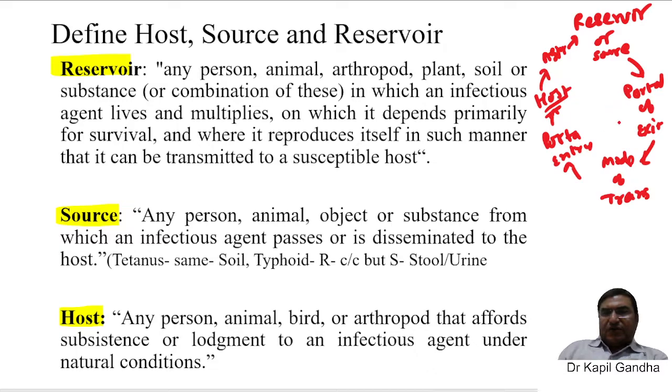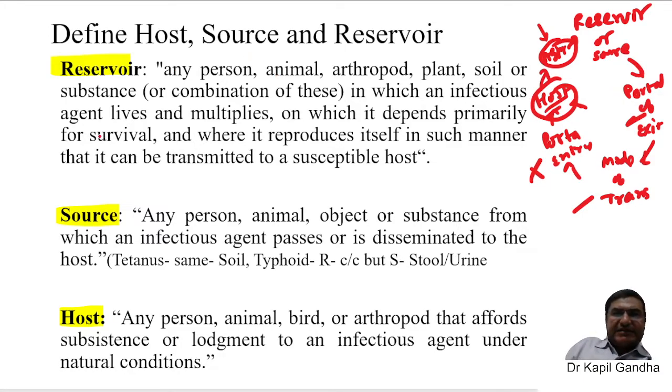and on and on. So our aim should be to break this cycle at the exit level, at the mode of transmission level, at the entry side with immunization, at the host side, or with anti-malarial or antibacterial agents on the agent side. So this is the basic fundamental of how a disease is transmitted from one person to another and how we can prevent or control infectious disease. Let us see the basic definitions of reservoir, source, and host.